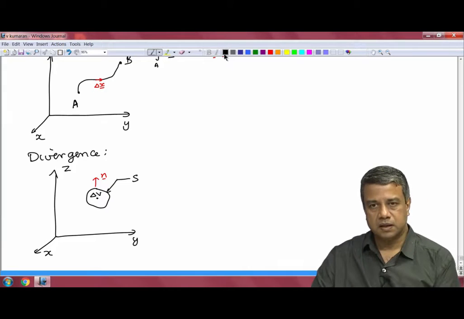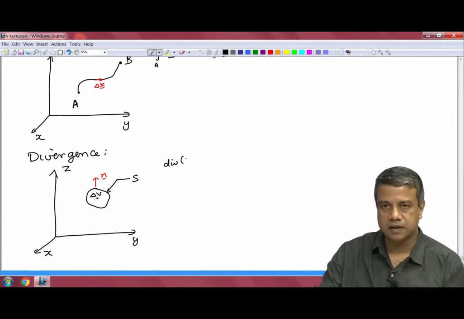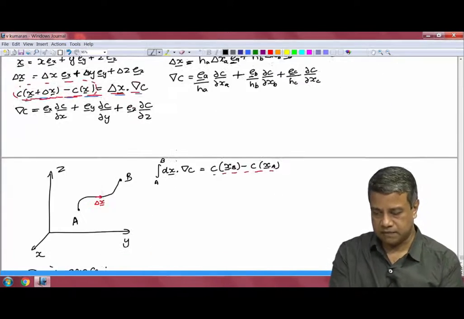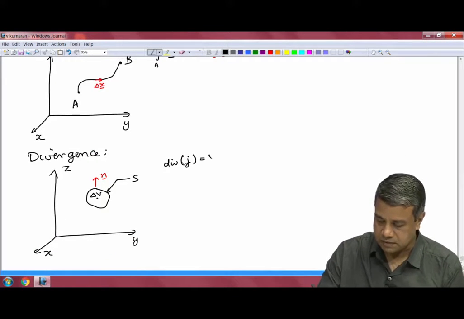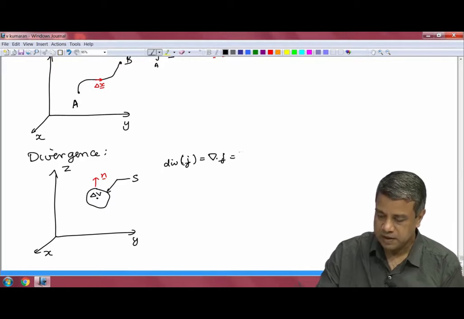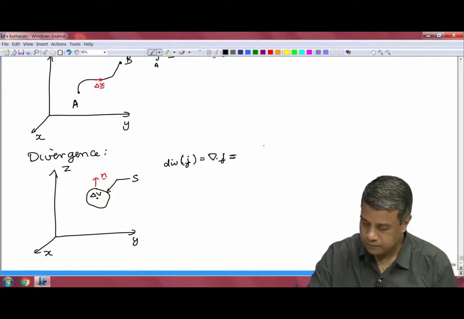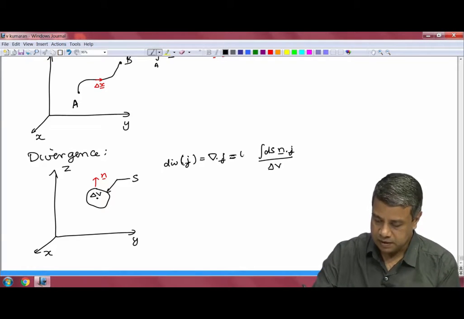The definition of the divergence of any vector: I think in the last class we had used a vector j for the flux, so I will just use that. Divergence of the flux vector j is equal to del dot j. It is equal to the integral ds of n dot j, the outward unit normal dotted with the flux vector, divided by delta V in the limit as delta V goes to 0.